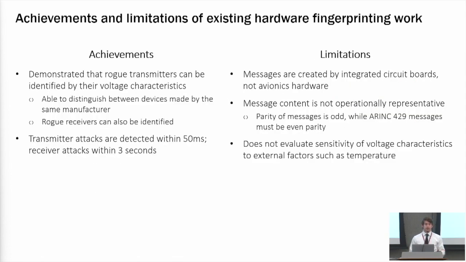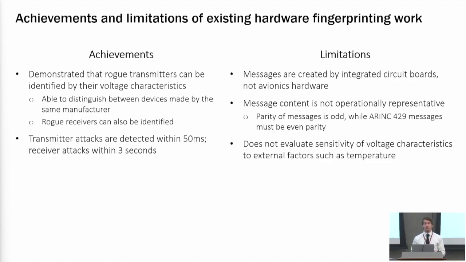A couple of notable achievements from this work. They did demonstrate that they could successfully identify rogue transmitters and rogue receivers on this network. So much so, they had such resolution in their detection that they could actually identify different devices from the same manufacturer. Just slight manufacturing differences would create notable enough electrical differences that they could detect that with their algorithm. Additionally, transmitter attacks were detected within 50 milliseconds because they're sort of more obvious, whereas receiver attacks were detected within 3 seconds, which is still quite good for a detection time.